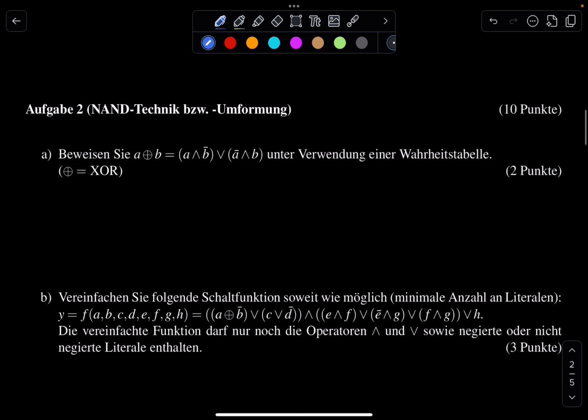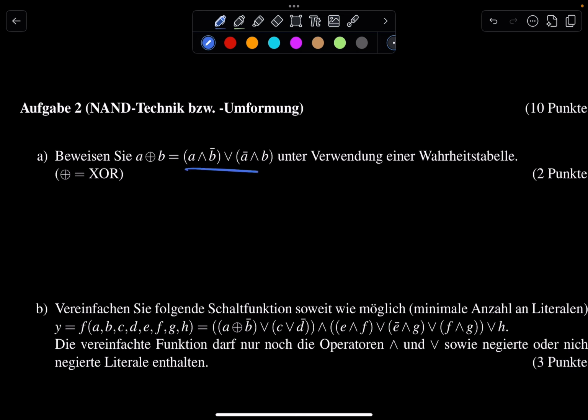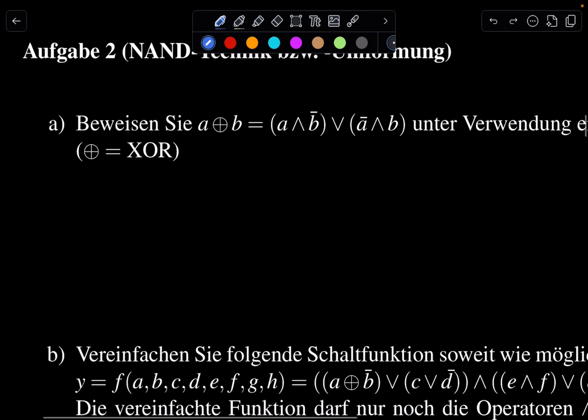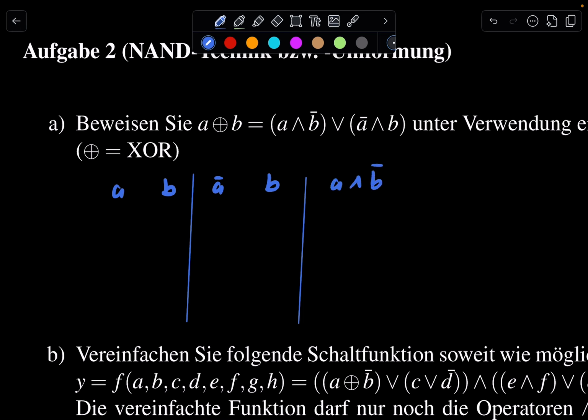Pretty easy. Now this one, they're telling us this is an XOR. We want you to create a Wahrheitstabelle (truth table) and show that this is XOR. So it's really easy. You just take A, B, and then we create a table here. Not A and B. Another one here. A and B.